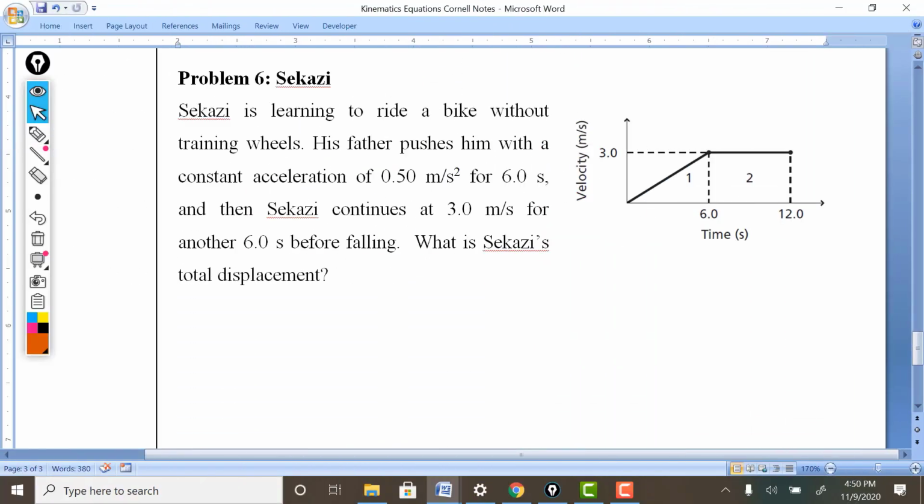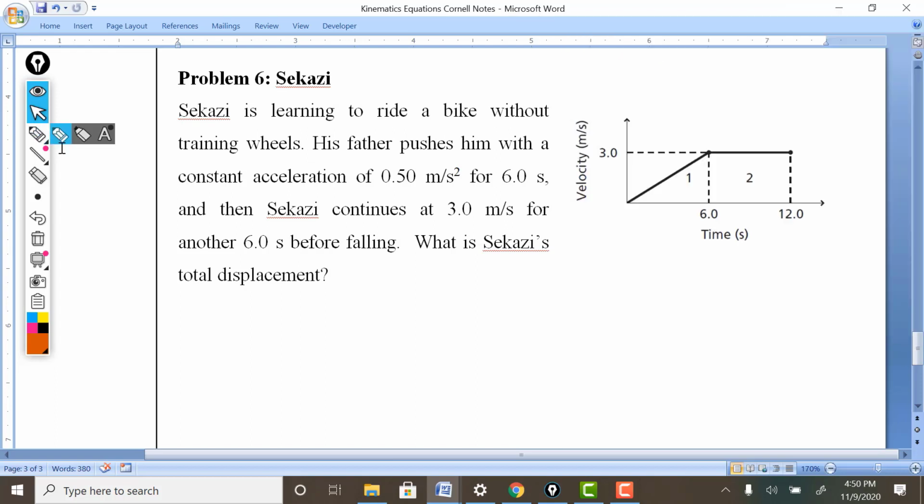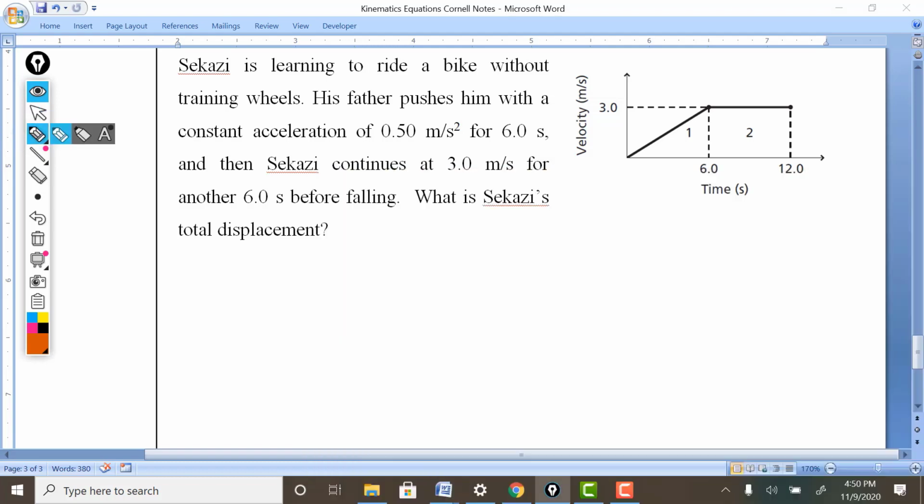Problem 6. Sakazi is learning to ride a bike without training wheels. What a beast. His father, more of a beast, pushes him with the constant acceleration, right? And you have all these numbers. We want, again, Sakazi's total displacement. So this should remind you of what we just did a few minutes ago, right? Total displacement means I'm going to have two different numbers to probably add at the end.